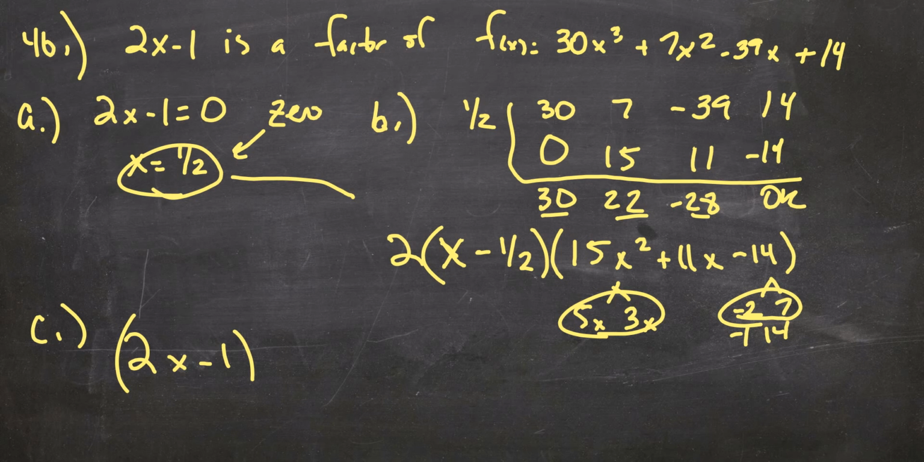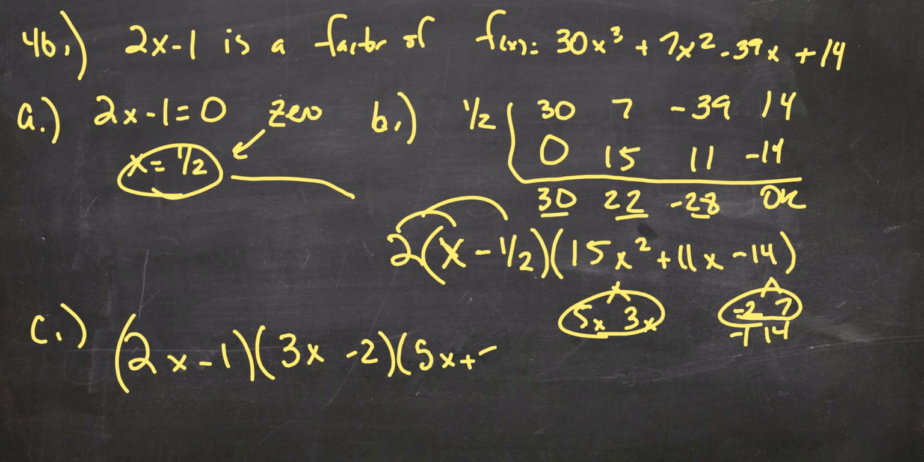That's just making that, I'm just distributing that 2. And so the fraction goes away. And then I'm going to have 3x minus 2 and 5x plus 7.